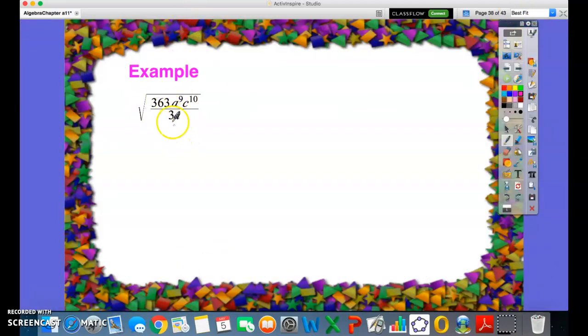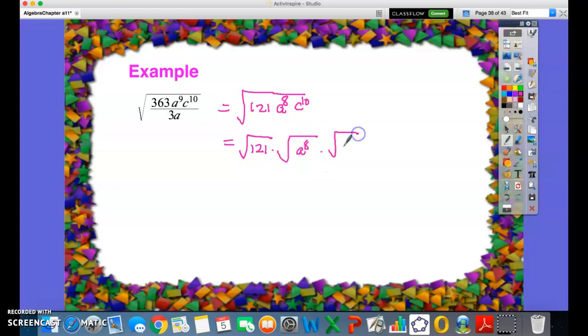Now, again, can I simplify this? Yes. 3 goes into 363, 121 times. And a goes into a to the power 9, a to the 8 times, and then c to the power 10. Then I can simplify this as the square root of 121 times the square root of a to the power 8 times the square root of c to the power 10. The square root of 121 is 11.